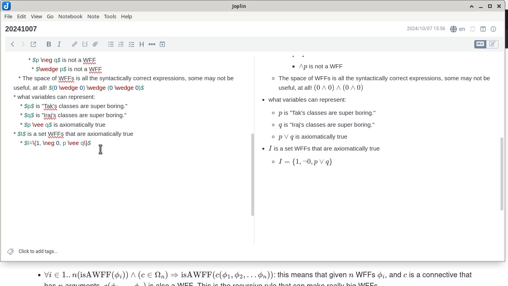So all the elements of the set need to be true in order to... Say again? All the elements in the set need to be true in order to... We only put axiomatically true expressions into iota, which means these are not derived from something else. Is that okay? All right.